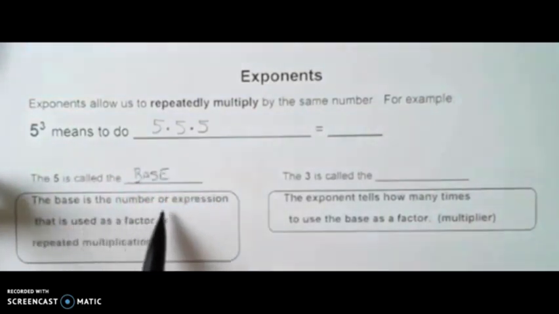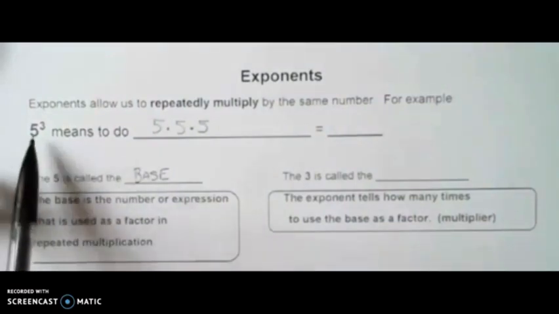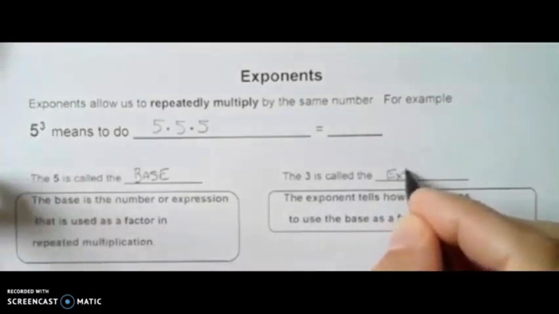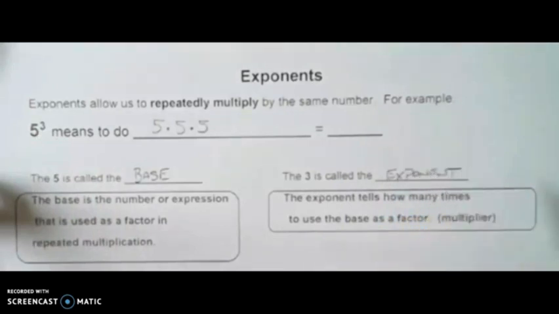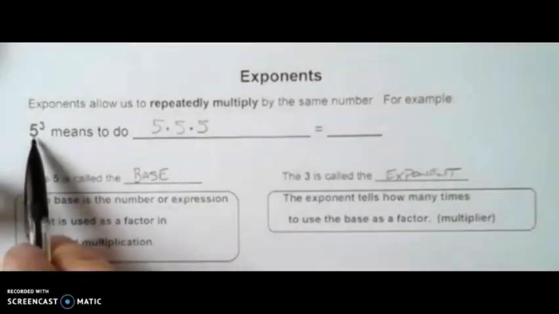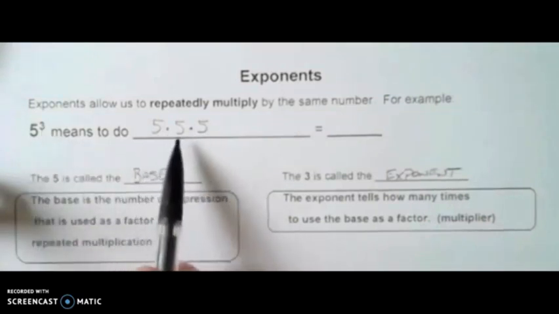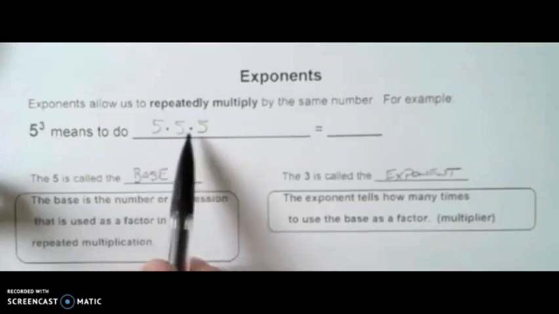The base is the number or expression that is used as a factor in repeated multiplication. So this was the value that was repeatedly getting multiplied. The 3 is called the exponent, and the exponent tells you how many times to use the base as a factor, how many times you're going to multiply it by itself. So this is the exponential notation, 5 to the third power, and this is the expanded form when you write out what it means to do, 5 times 5 times 5.